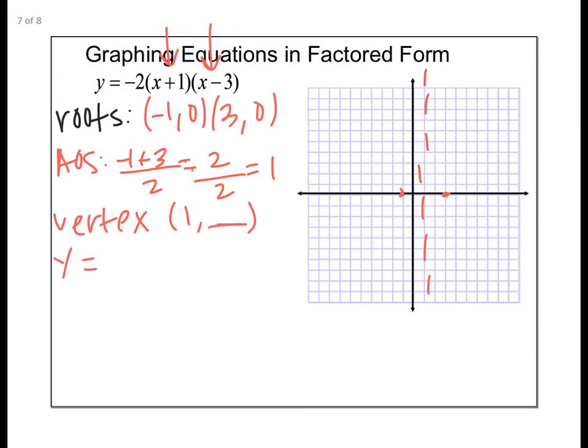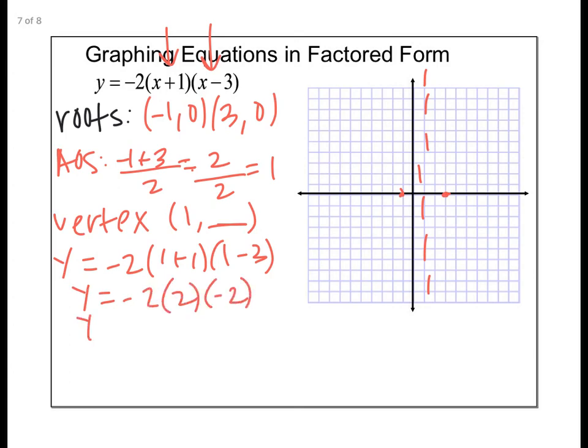I need to find y. So I get y is equal to negative 2 times (1 plus 1) times (1 minus 3). Let's simplify. I have negative 2 times negative 2. So if I reason through that, negative 2 times 2 is negative 4, times another negative 2 is 8. My point should be somewhere around there. And then I almost have a complete picture here.